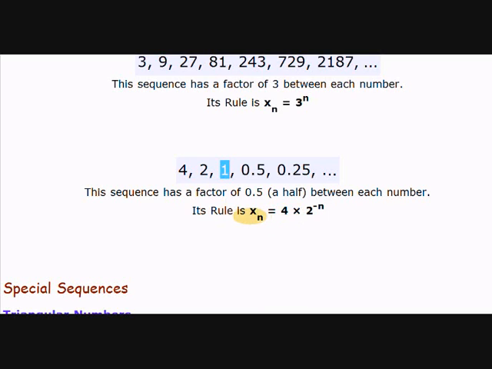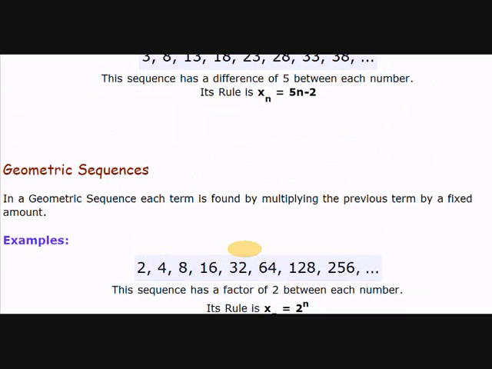So the rule we can put in here is the first term is going to be 4, and we can always say that half of that, so half to the power n; negative n means it is divided by that amount. Yes, this is how the geometric example is.